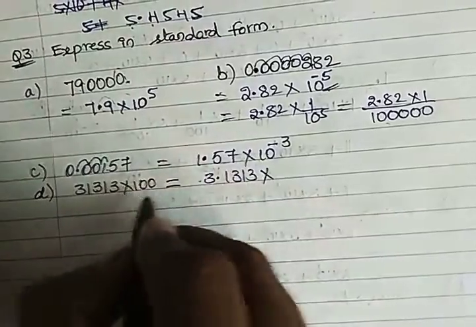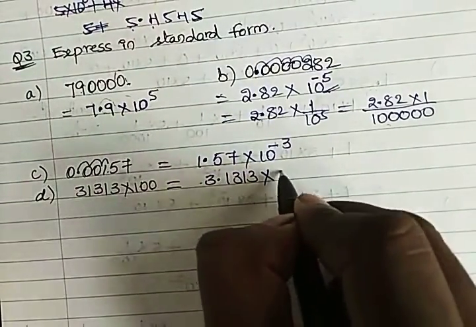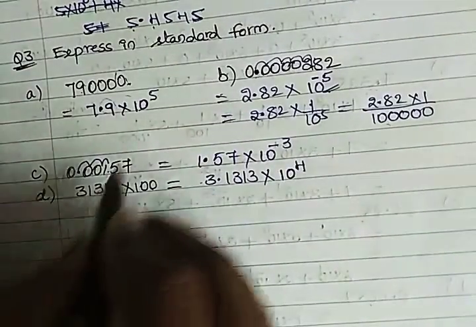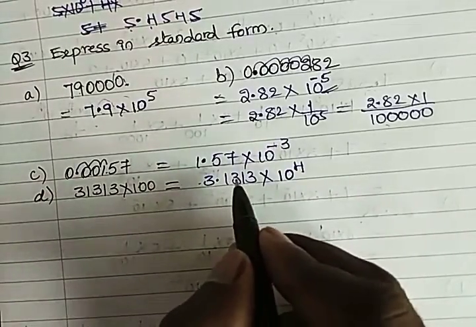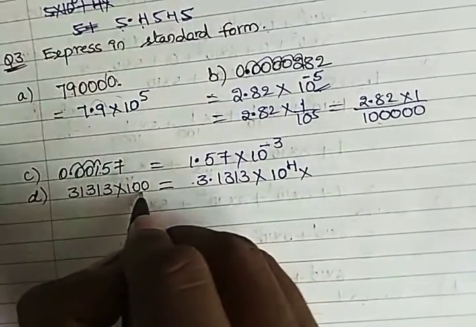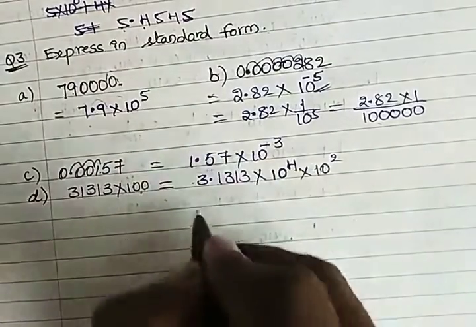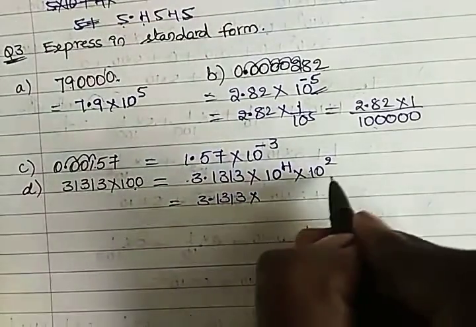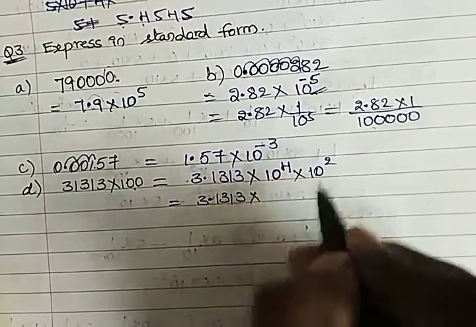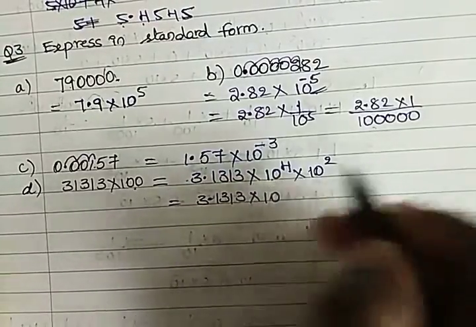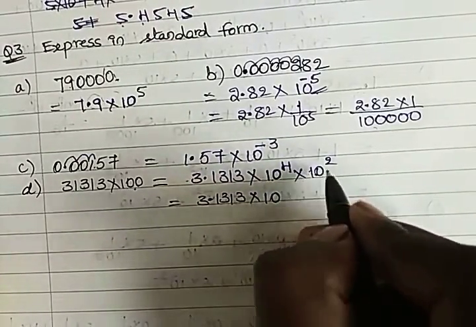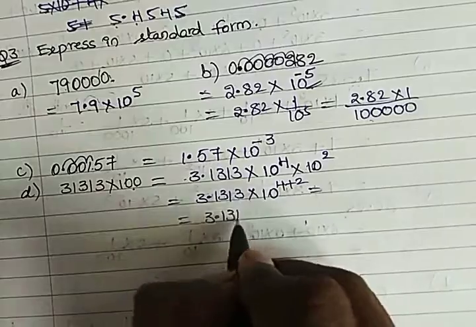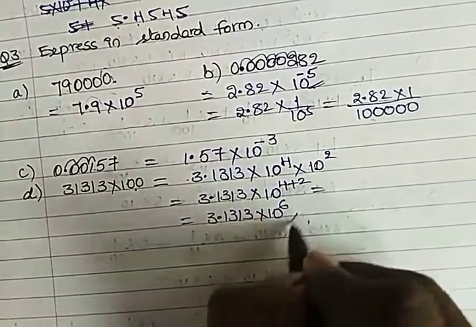3.1313 into 10 power 4, as we shifted 4 places. Just like the previous question, we shifted towards the left side. Already 100 is there, and 100 means 10 square. So it is 3.1313 into 10 power 4 into 10 power 2. Both the bases are same. So what happens to the powers? When the bases are same, powers will be added. So 4 plus 2, and 3.1313 into 10 power 6 is the answer.